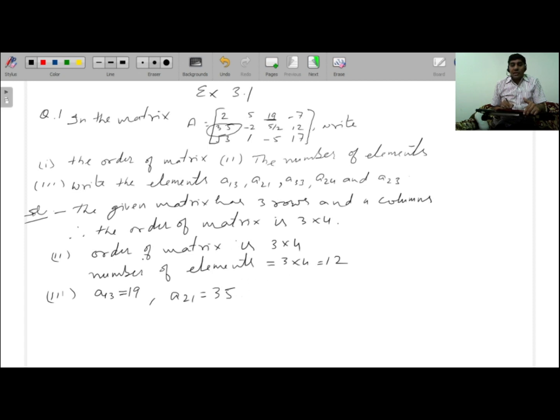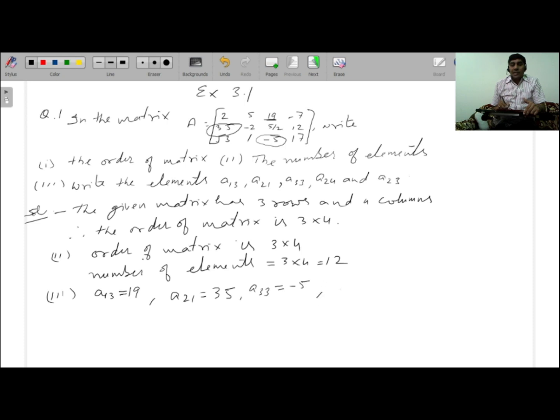The next one is A33, the element which lies in the third row and third column. 3, 1, minus 5, 17 is the third row, and 19, 5 by 2 and minus 5 is the third column. That means minus 5 is in the third row and third column. That means A33 is equal to minus 5.